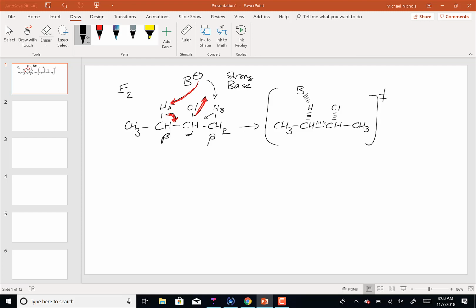minus the partial charges. So then, bless you, my question would be, where should the partial charges go? What partial charges and where should they go in this transition state? Ashton? Okay, the base gets a partial negative. And what else?